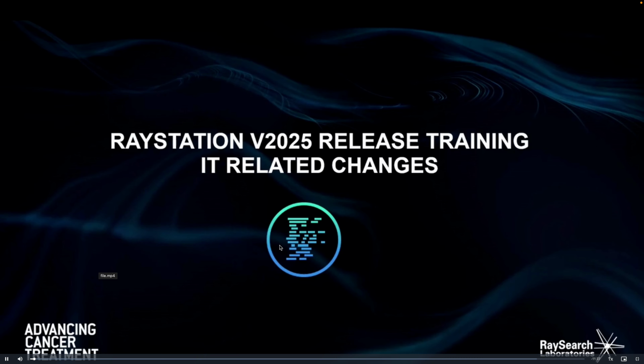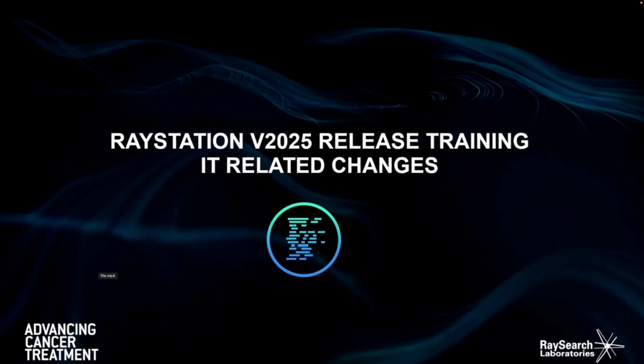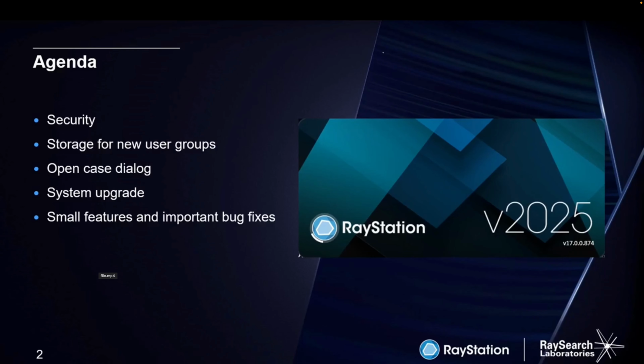Welcome to the RayStation version 2025 release training on IT-related changes. The agenda for today will first cover security. Then we will talk about Storage Tool, which is opened up for new user groups, and we will look at the open case dialog and which settings we have there. Next, we will talk about system upgrades and new small features. Lastly, we will discuss important bug fixes.